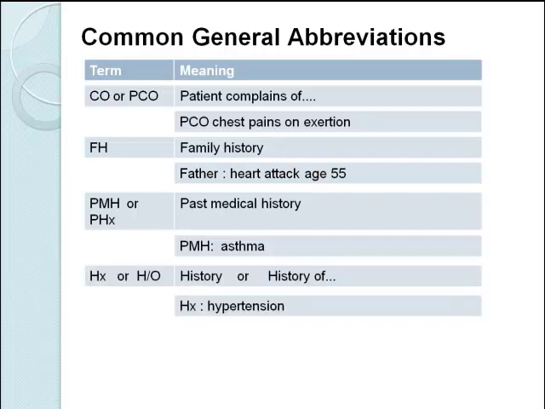And your current history, HX for history or HO, well, you may currently have hypertension. We had that word earlier, hypertension meaning increased tension relating to high blood pressure.